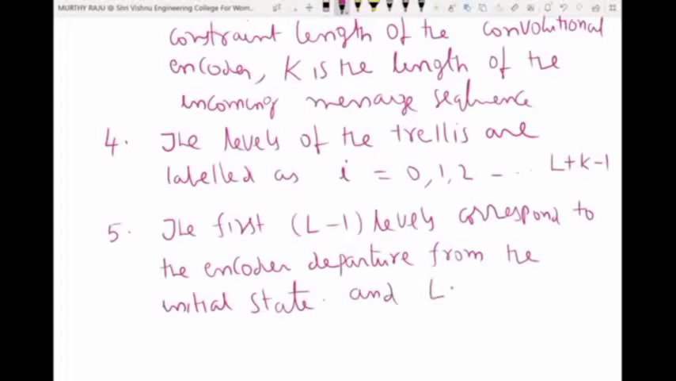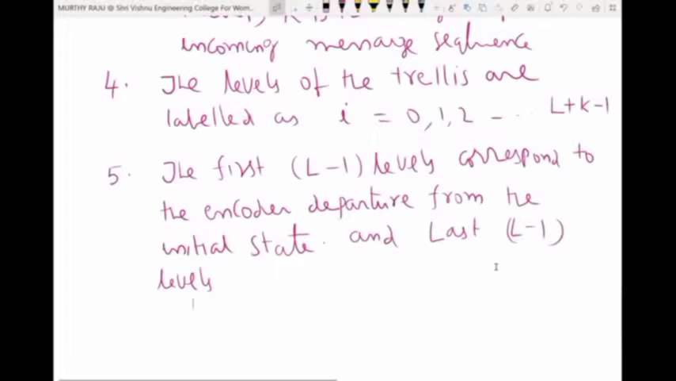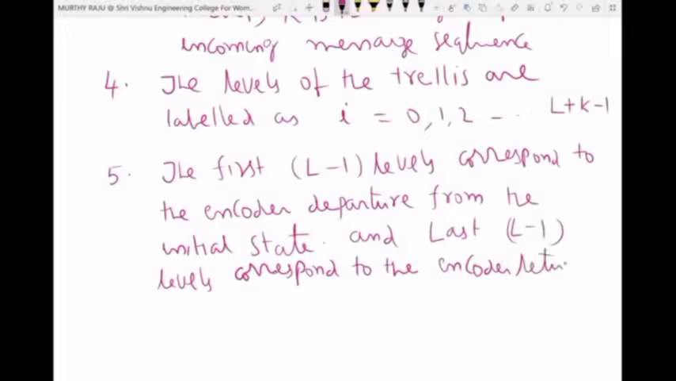And the last L-1 levels correspond to the encoder return to the initial state. That means original state.